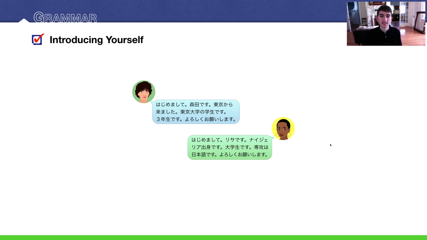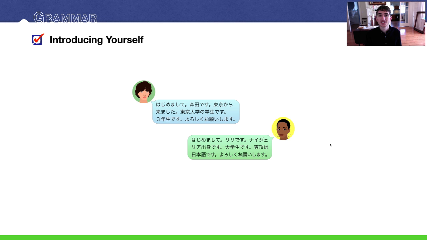Okay? And then he says, 3年生です. He's a third year student. よろしくお願いします. That's the ending of your self-introduction. Literally, please be kind. And then the woman below him says, はじめまして. Lisa です. Her name is Lisa.